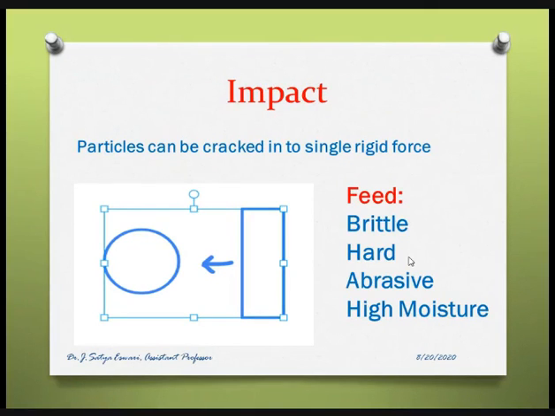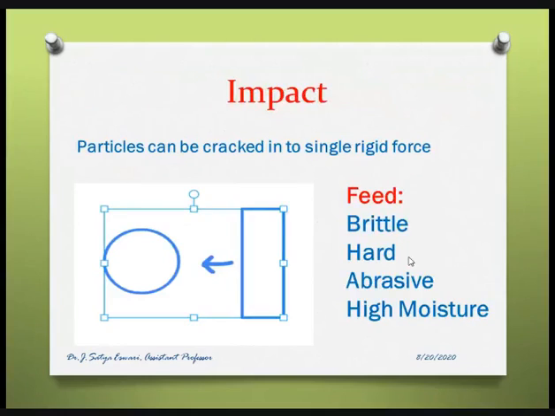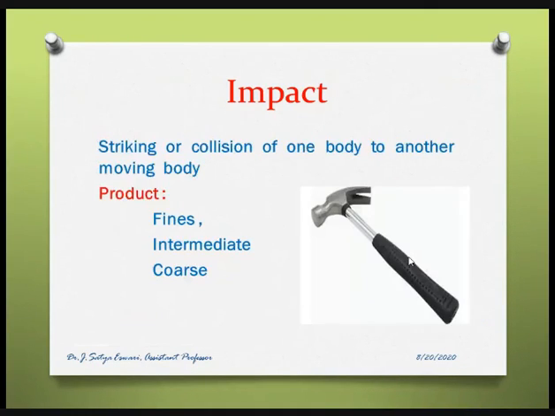Next one is impact. The impact here is a single rigid force. Particles can be cracked by a single rigid force, whereas in compression, particles are compressed by using two rigid forces. And the feed will be brittle, hard, abrasive and with high moisture. And we give products of coarse, intermediate, medium size or fine size particles. An example of impact is the hammer.